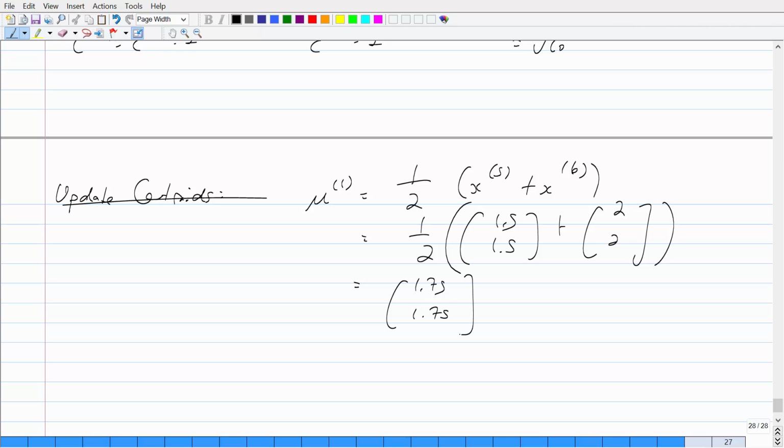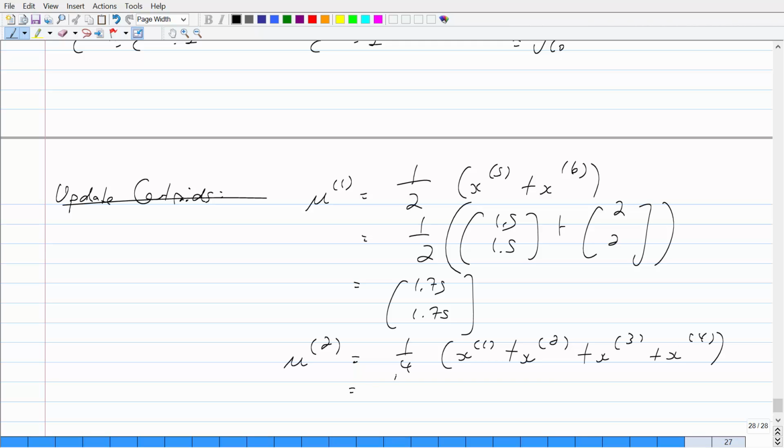So this would be the updated centroid. It was originally at -1, 1. Now it's moved over to 1.75, 1.75. That's the first centroid. The next centroid is the first 4 examples, and then you find the average of each of the features like that. So take the first 4 examples.